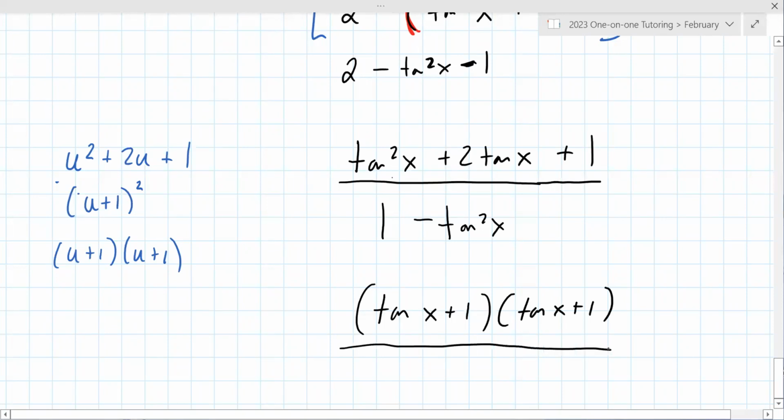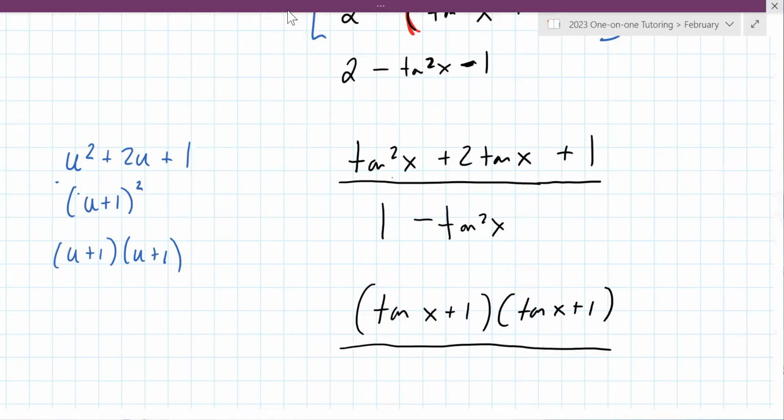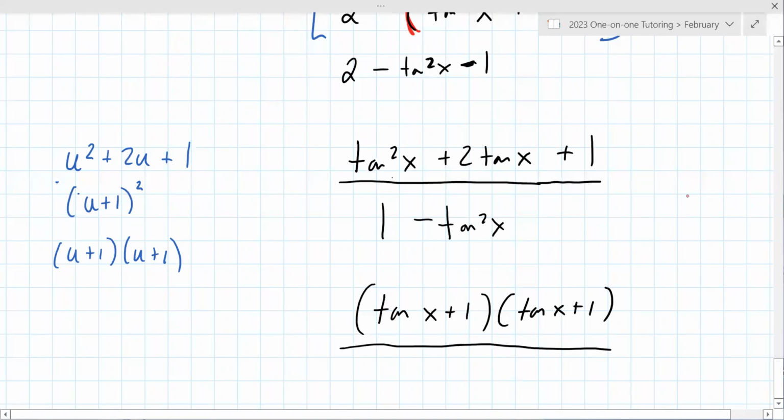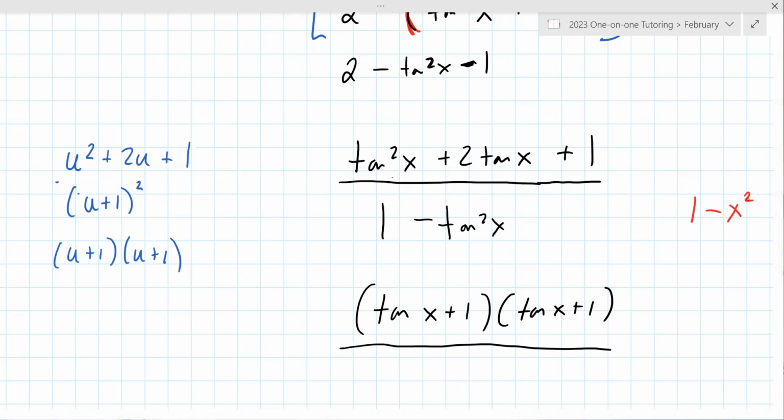The bottom is a different type of factoring. I'll do that in a different color here. It's 1 minus x squared. Do you remember this type of factoring? Two terms. 1 minus x squared.